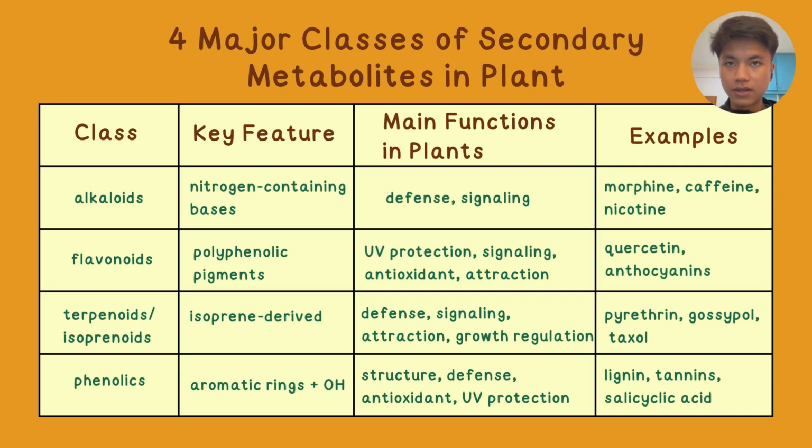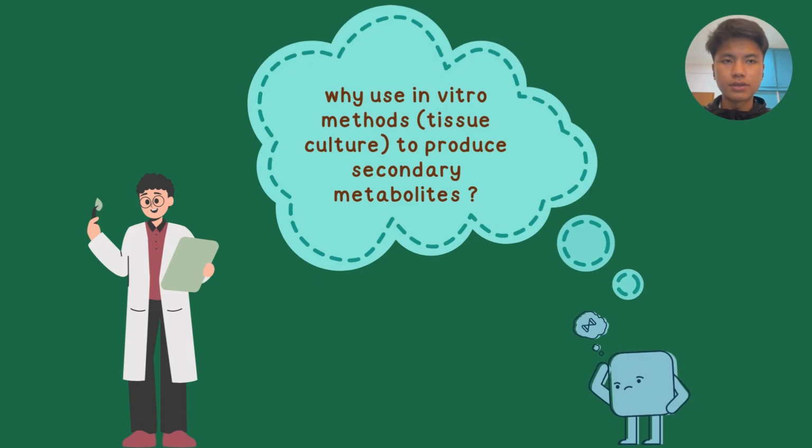The fourth major class is phenolics, aromatic rings with hydroxyl groups. So phenolics provide structural support. They can also act as antioxidants and UV screens, and they serve as attractants for pollinators. Phenolics also have ability to inhibit pathogen growth and aid in wound healing. Some examples are lignin, tannins, and salicylic acid. In vitro plant tissue culture methods are employed for secondary metabolite production.